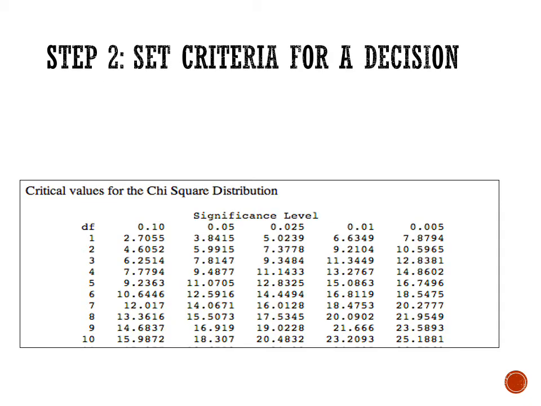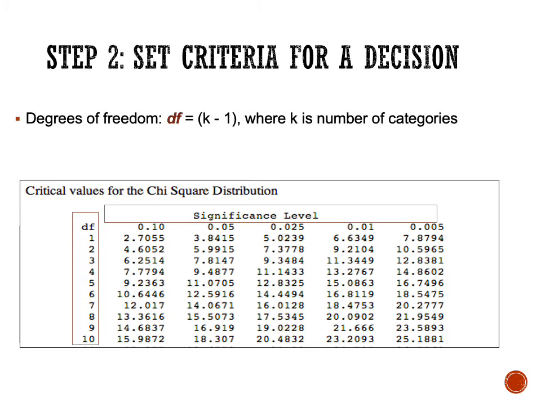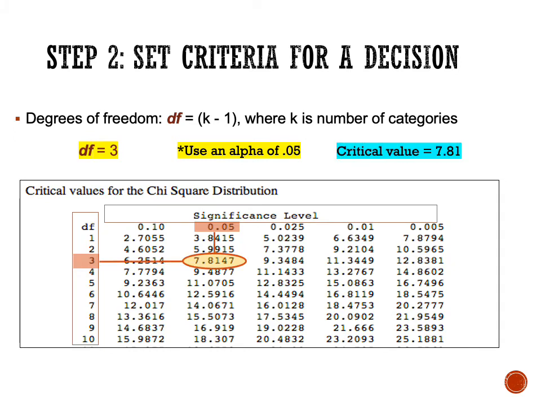Okay, step 2 is to set a criteria. Of course, we need our DF, our degree of freedom, and our significance level. In this case, we have 4 categories, so 4 flavors. So K equals 4. All I do is plug that in. So DF equals 4 minus 1. So our DF is 3. We're going to assume an alpha of 0.05 because, again, we weren't told otherwise. And using our chart, we're going to match up the degree of freedom of 3 and a significance level of 0.05. And we get 7.8147 or 7.81 when we round to the nearest hundredth place.